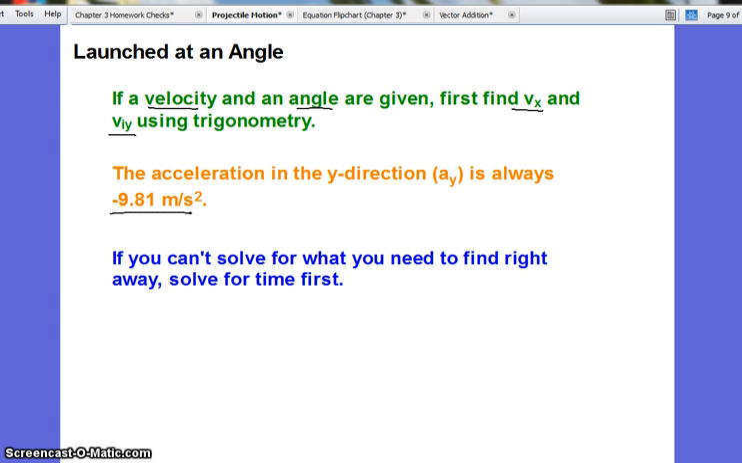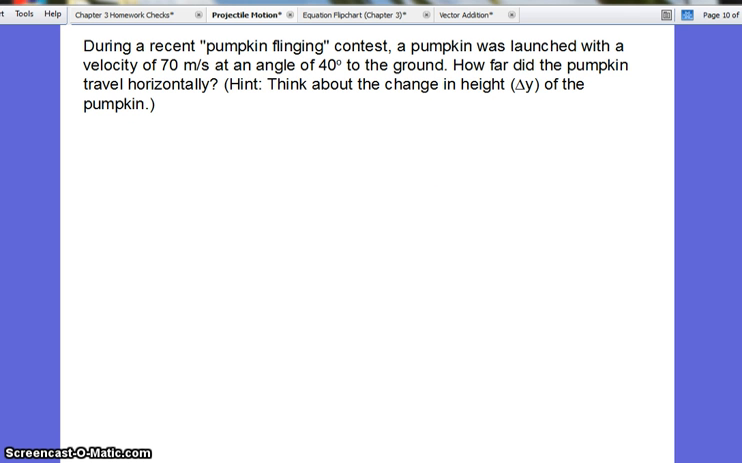And just as was said before, if you can't solve for what you need right away, solve for time first, because 4 out of the 5 equations have time in it. So we're going to go through a problem here together.